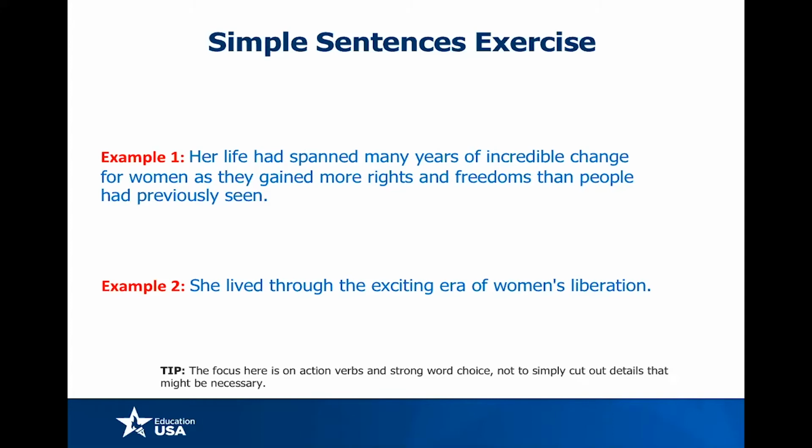But the second example, as you guys can see, is: she lived through the exciting era of women's liberation. That says the exact same thing. Do you see how much shorter this second sentence is compared to the first one? And she mentions that it's exciting, so change, especially incredible change, probably is an exciting time. Rights and freedoms, women's liberation, that means the exact same thing. And so this is what effective writing looks like in practice. It's taking those sentences that might be unnecessarily long and crunching them down, reducing them to much shorter sentences. And that's what you guys want to aim to do.